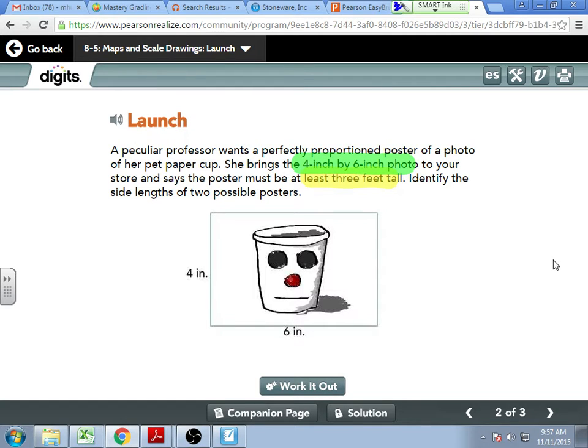Alright, Nate, what do you think needs to happen here? So if she wants it to be 3 feet tall, to simplify, that would be 36 inches. So we can either take 3 feet and turn it into inches, or we'd have to turn our inches into feet. So you have options here. We could say that 4 inches is a third of a foot, and 6 inches is half of a foot. So one option for my proportion could be 1/3 over 1/2. How do I get that to be 3 feet tall, and then what would be the width?